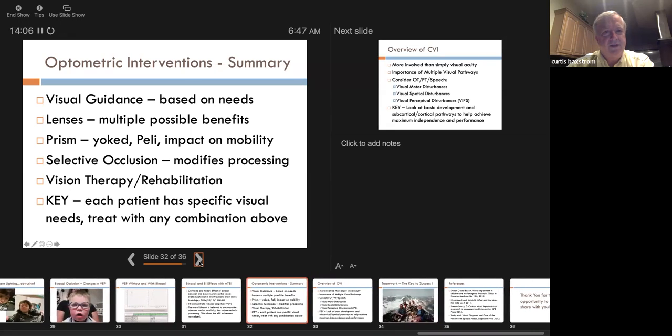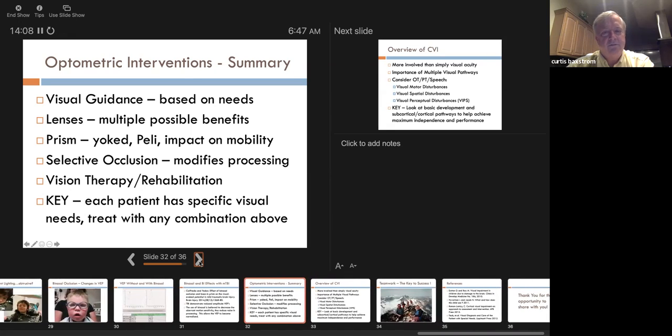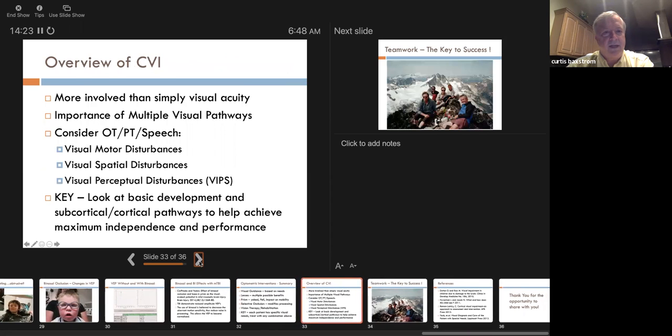So interventions in summary, we have visual guidance, modifying light, target size, those factors, change lenses, change prism, selective occlusion like binasals, and vision therapy. The key is each patient has specific visual needs, and we need to treat with a combination.